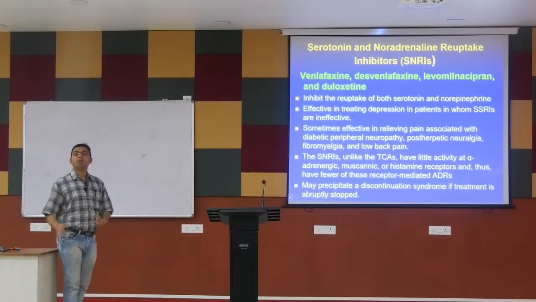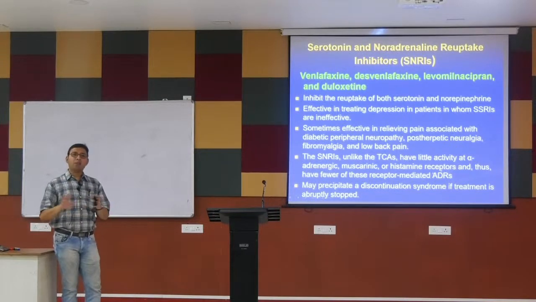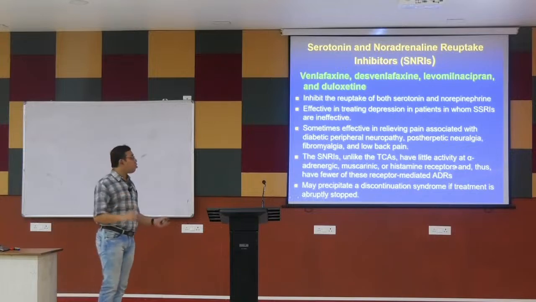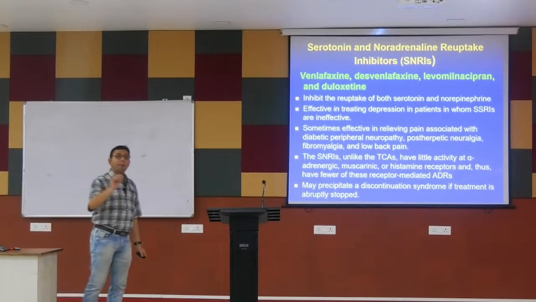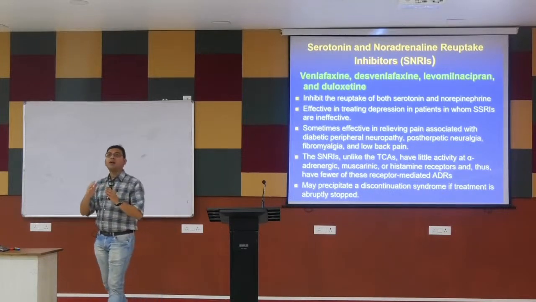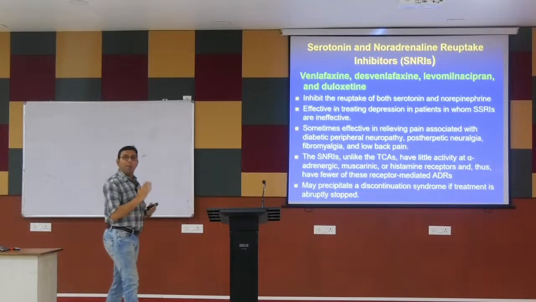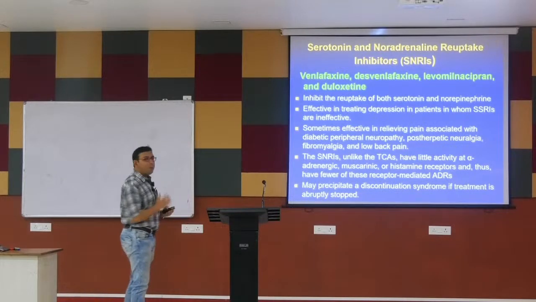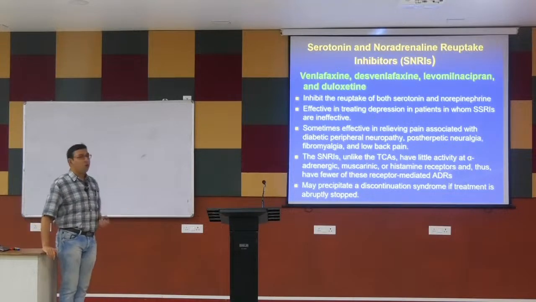Fibromyalgia is unexplained pain or chronic fatigue symptoms. There may be pain in different joints, unexplained. There may be no pathology. This is known as fibromyalgia, and low back pain. So basically remember, these SNRIs are the first line drugs for different types of neuropathic pain. Most commonly diabetic neuropathic pain, post-herpetic neuralgia, fibromyalgia, low back pain, for which we use venlafaxine and duloxetine.